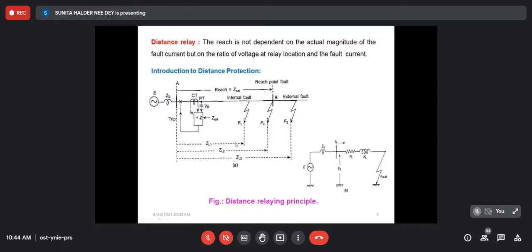So here, say this is an internal fault. F2 is the fault at the reach point and F3 is the external fault. Z set is such that for an internal fault ZL1, or for a fault at the reach point ZL2, both these impedances will be much lesser than the impedance set. So the relay will operate. But for the external fault ZL3, the impedance will be higher. So the relay will not operate.